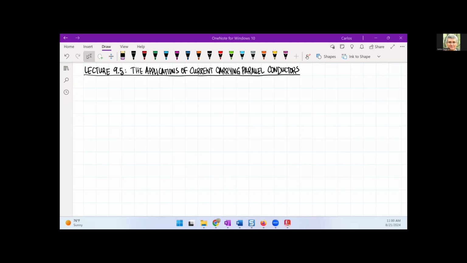Lecture 9.5, the applications of current-carrying parallel conductors. Before we start on the applications, I first want to analyze the force between two parallel conductors.